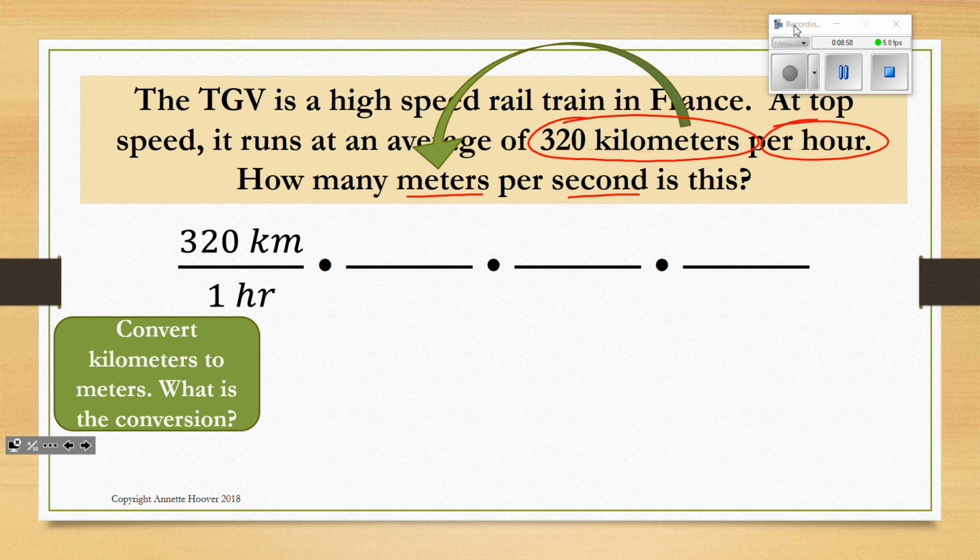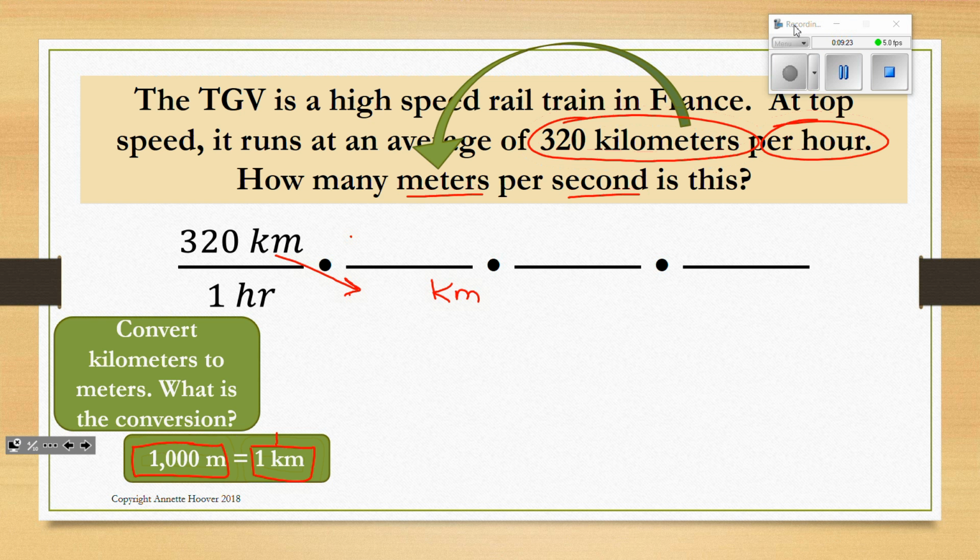So first, what conversion do we know between kilometers and meters? If you don't know this conversion, then you can look it up on your chart. But it happens to be that there's 1,000 meters in 1 kilometer. Once we have the conversion, we're going to cut and paste this information into a ratio right here. But remember, we want them to cancel out. So since kilometers is on top, I want to make sure that I write kilometers on the bottom of my next ratio.